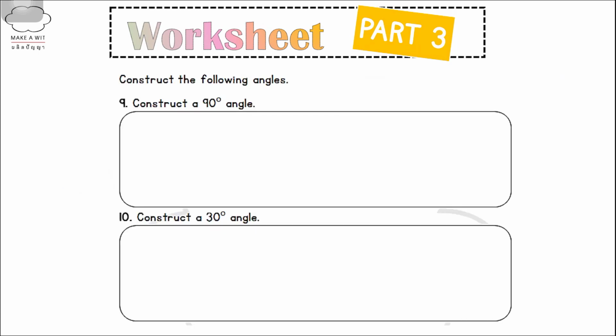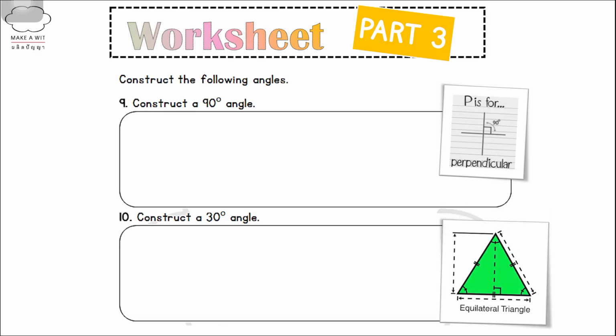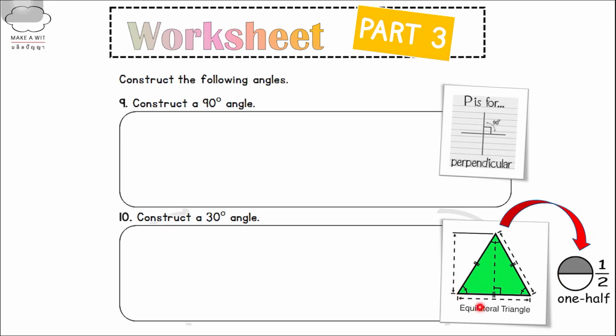Okay, next one, construct the following angles. For number 9 and number 10, you need to construct a 90 degrees angle and then 30 degrees. So don't forget, 90 degrees means perpendicular, right? A perpendicular line is what you need to find. And for a 30 degrees angle, you need to find the equilateral triangle first. That means 60 degrees. And then cut it in half. So half of 60 degrees is 30 degrees. That means find the bisector of the 60 degrees angle.